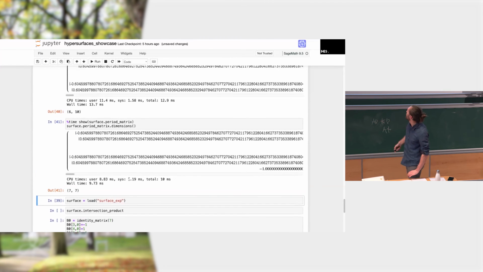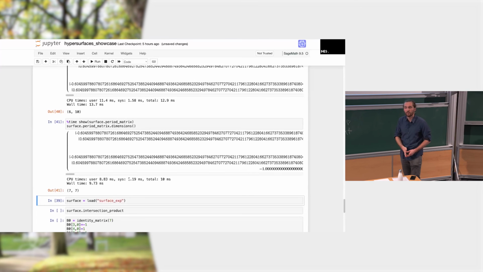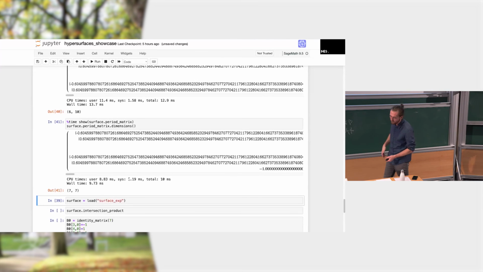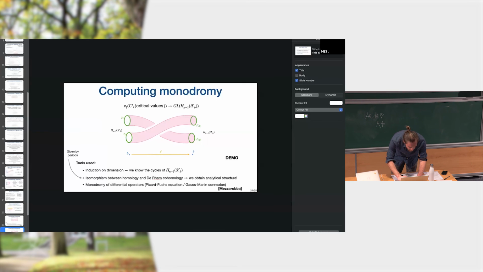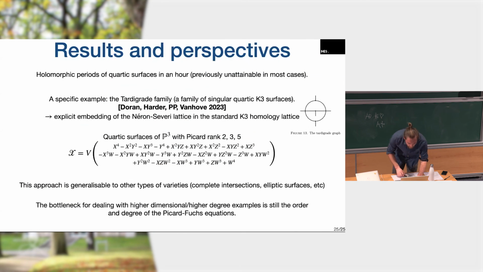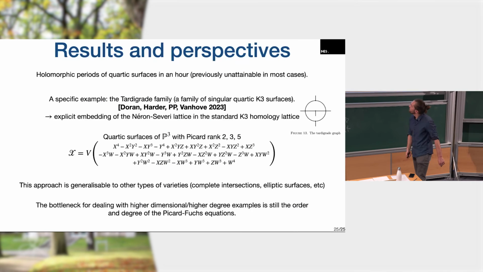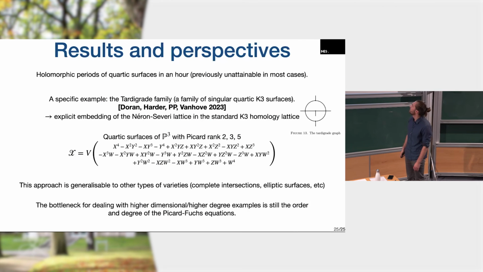And so in the end, you recover this 7 by 7 matrix, which is what you were after. OK, and now maybe let me share my last slide, which is just the resulting results of this method.